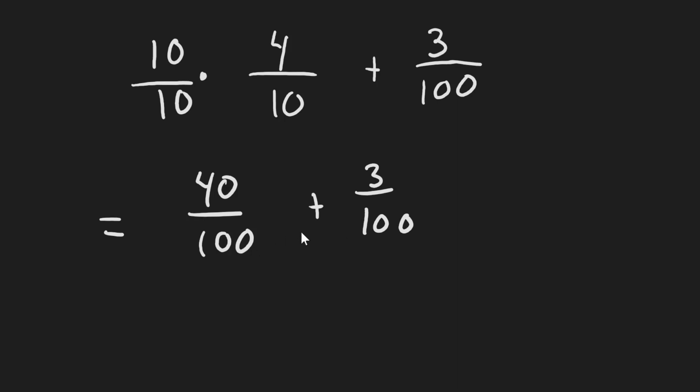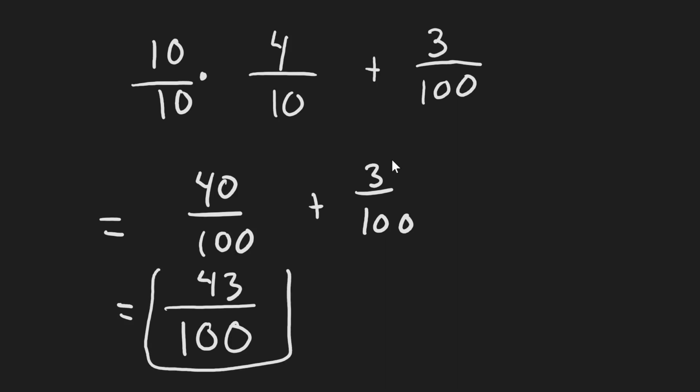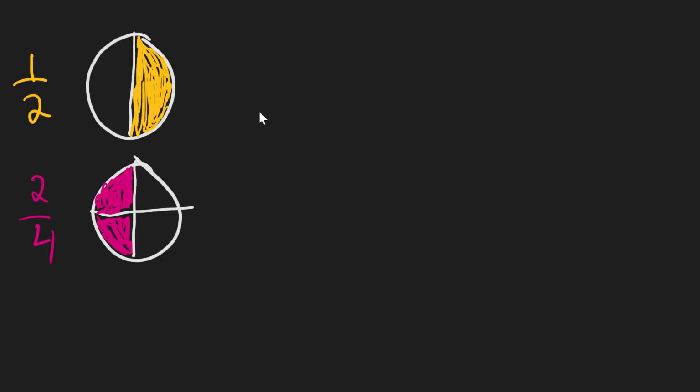Now the denominators are the same. So now we can add these two fractions. So how do we do that? Well, we keep the denominator the same. So we're still going to have 100 on the bottom, but we add the numerators. So 40 plus 3 is 43. And so therefore the answer is 43/100.